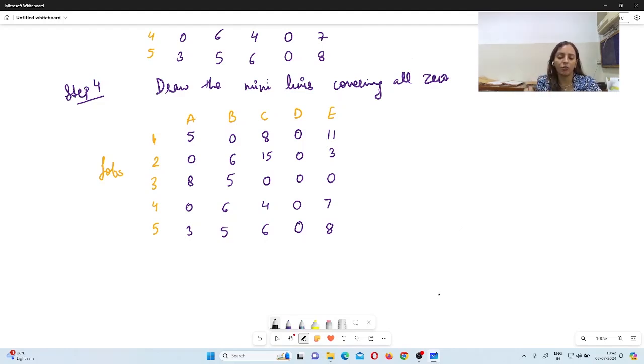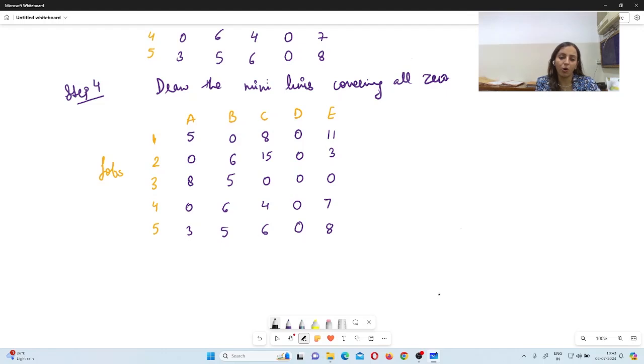If I'm talking about the row wise, check it first row. In the job number 1, the number of zeros is 2. For 2 job, the number of zeros is 2. 3, we have 3 zeros over here. In 4, we have 2 zeros. And in 5, we have only 1 zero. Now we check to find the maximum, and we find it in 3 where we have the 3 zeros.